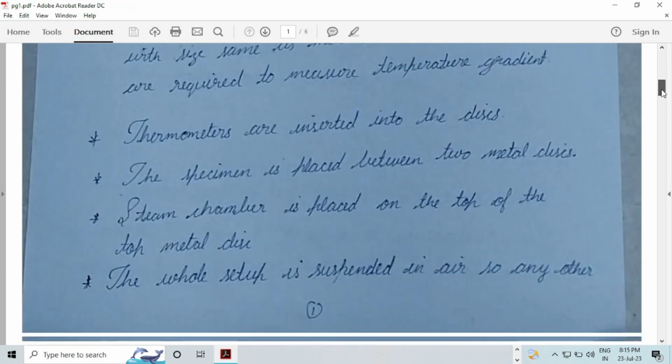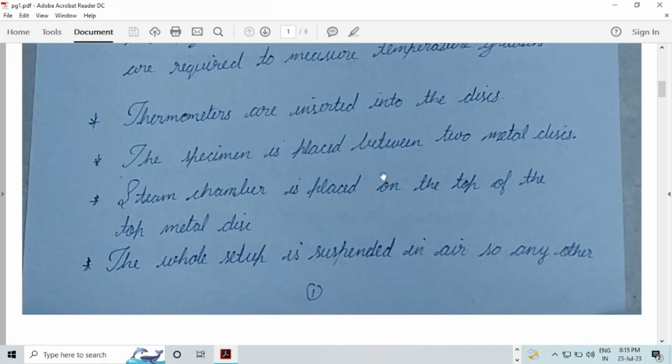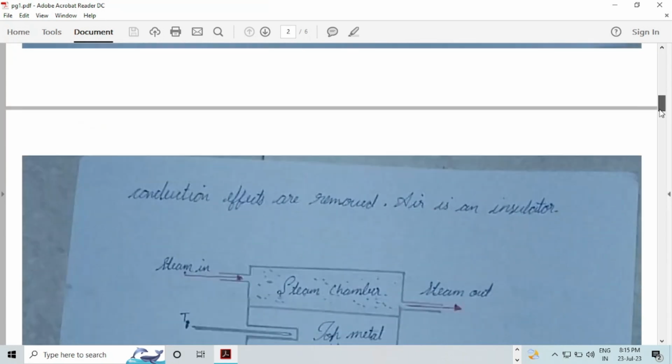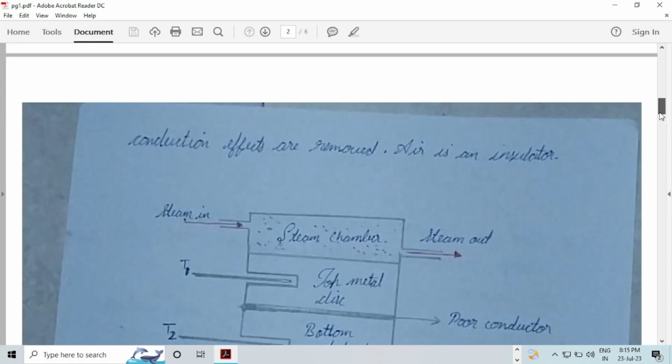The specimen is placed between the two metal discs. The steam chamber is placed on top of the top metal disc. The whole setup is suspended in air, so any other conduction effects are removed because air is an insulator, right?